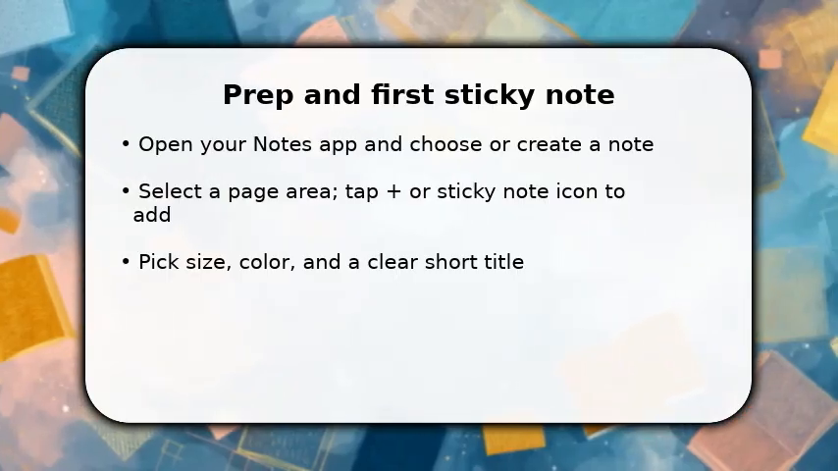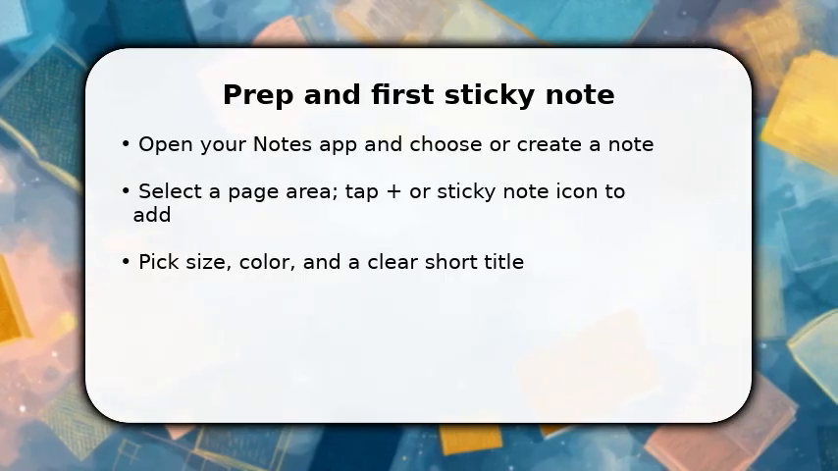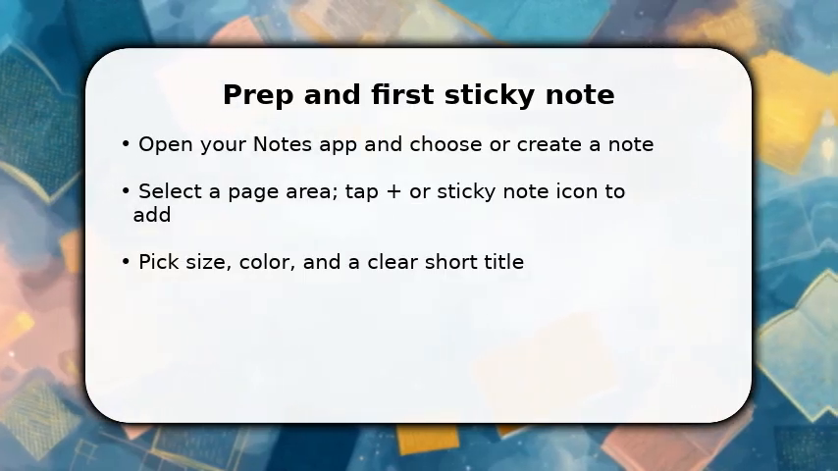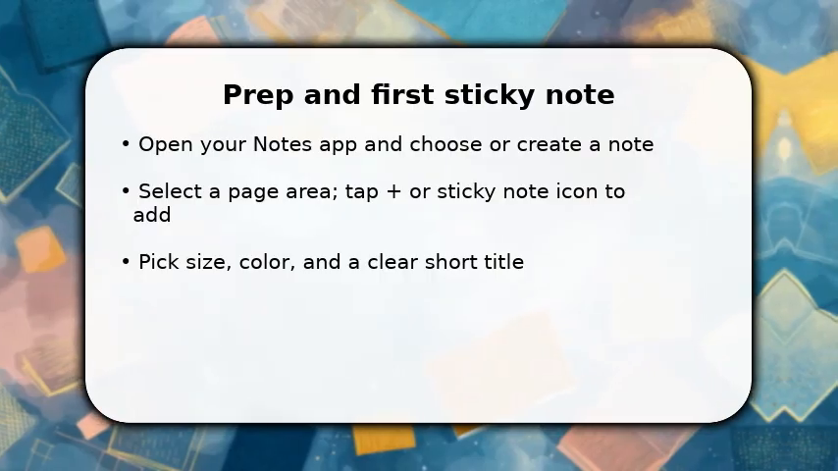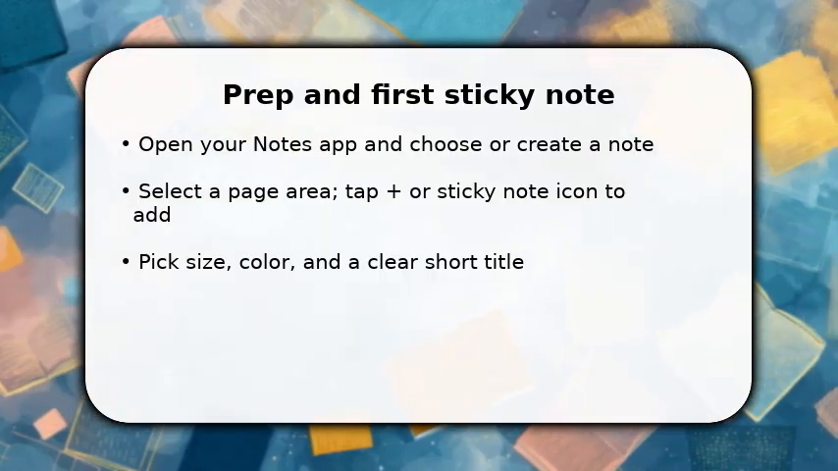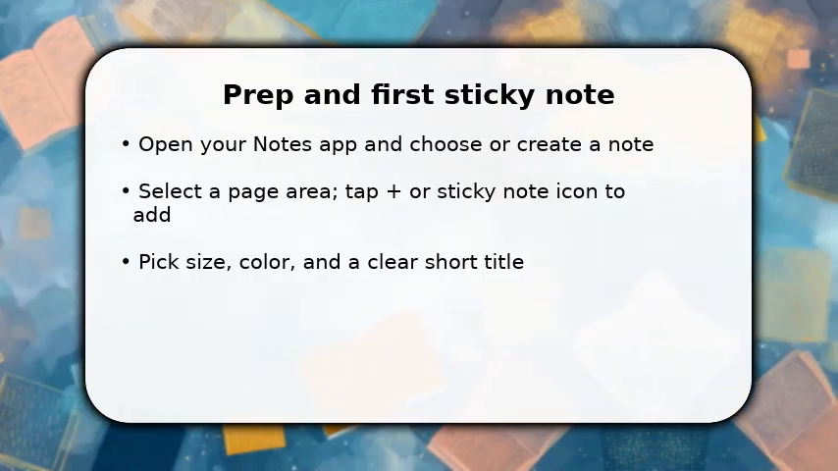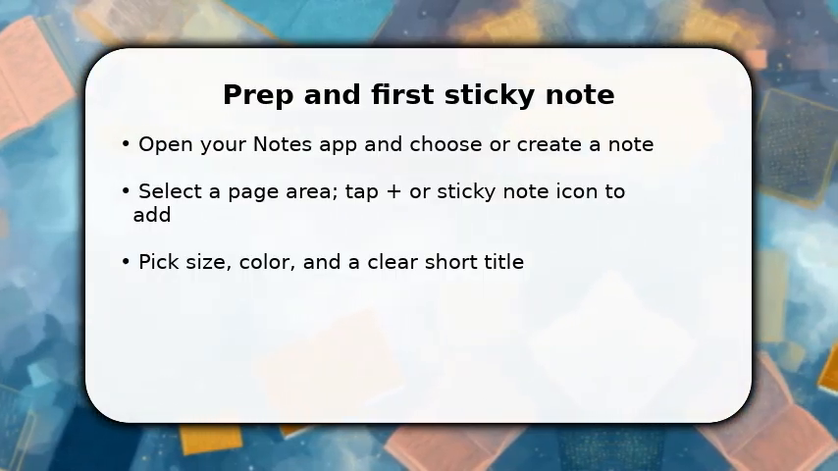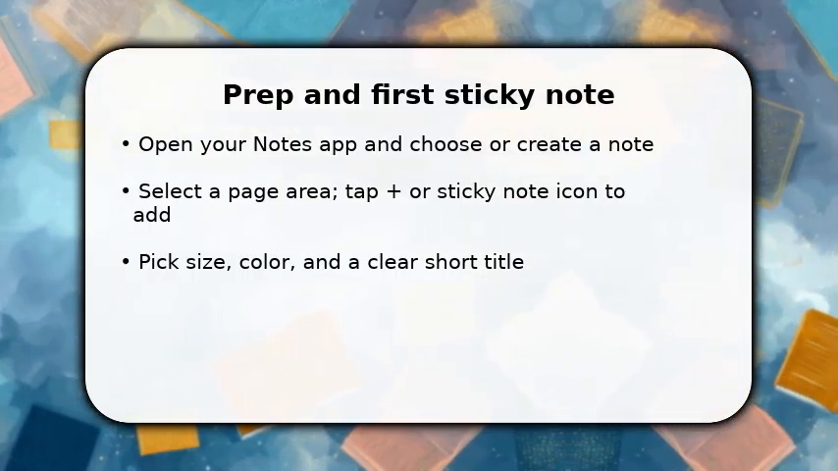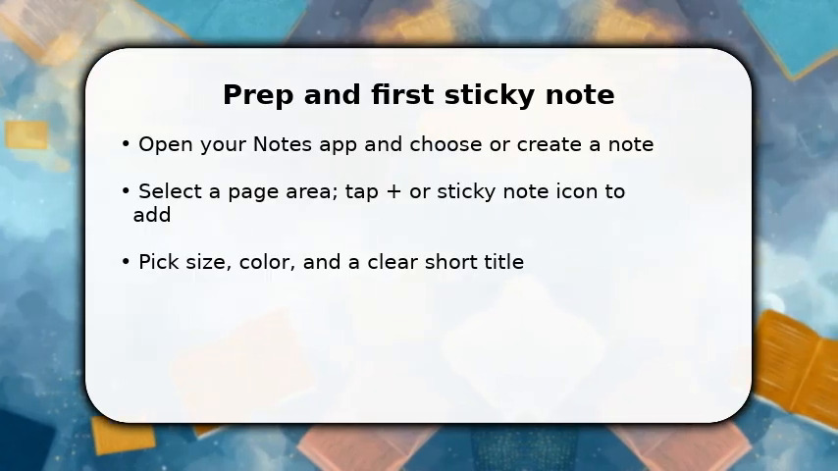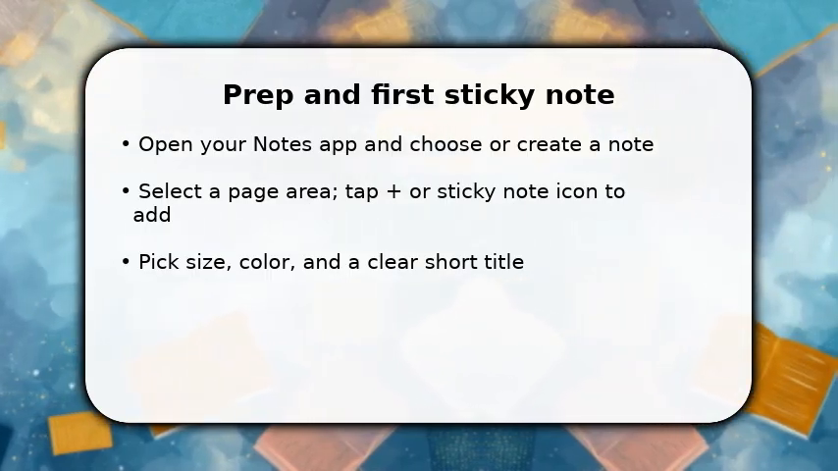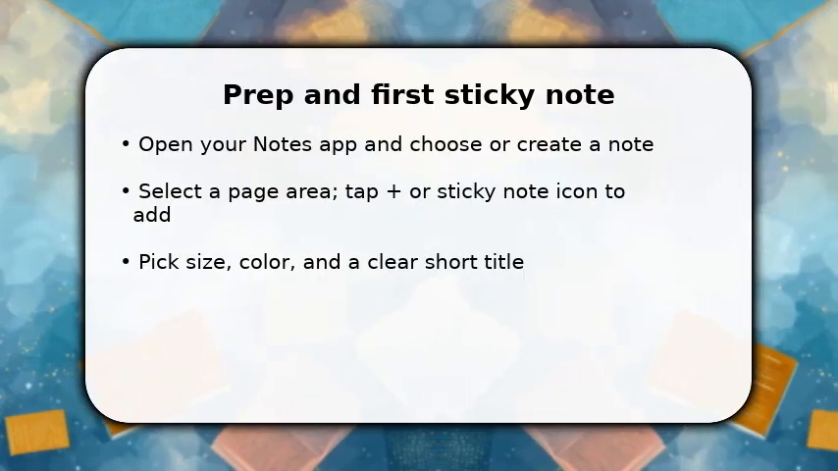You start by opening your Notes app and selecting the note where the sticky will live. This anchors context. Once done, tap the add or sticky icon and choose a size and color that stands out. Make sure to type a short, clear title so you can scan later. This first sticky captures the immediate action or question. You're building a visible reminder rather than a long paragraph, which keeps your workflow fast and focused.